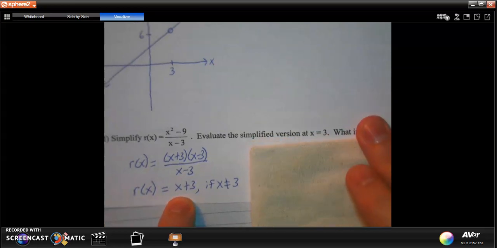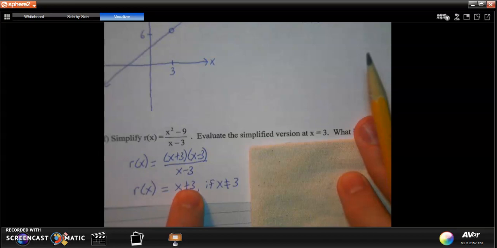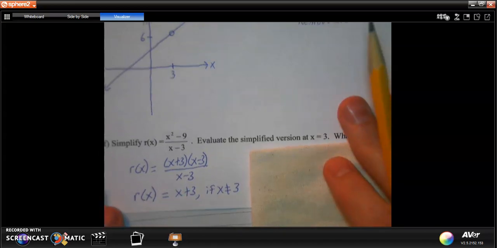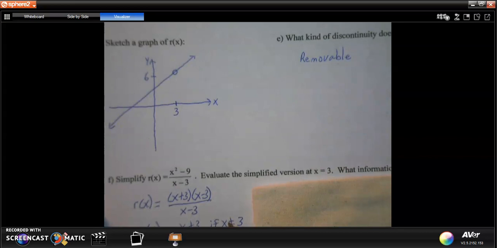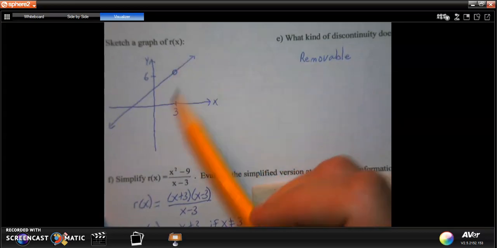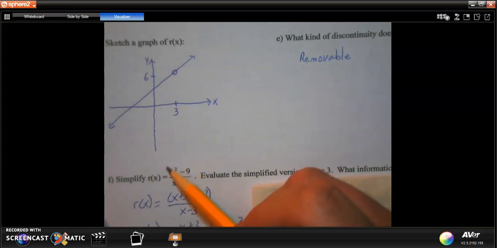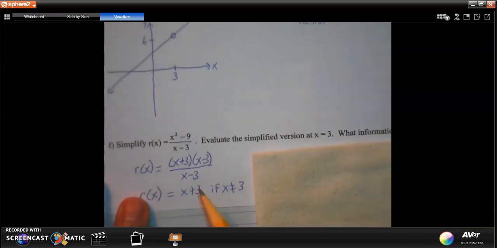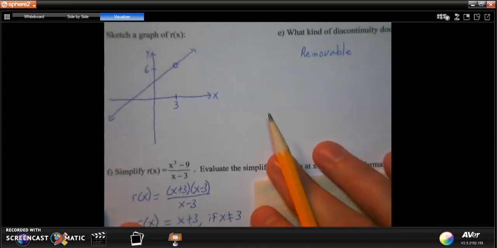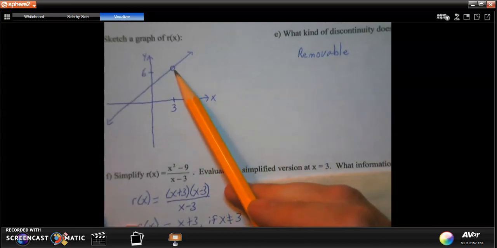And we know that y equals x plus 3 is just a linear function with a slope of 1 and a y-intercept of 3. But that only happens when x does not equal 3, because we can't just forget about dividing by the x minus 3. So this rational function is equivalent to this line at every point except when x equals 3, because x equals 3 is what is removed from the domain of the rational function.